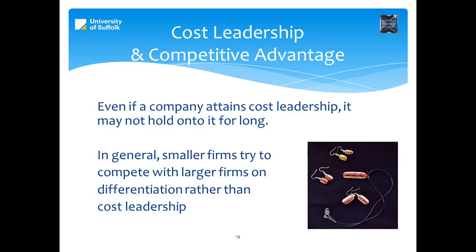And I think it's fair to say in general small firms try to compete with larger firms on differentiation rather than cost leadership, because for example a small shop would not have the bargaining power of one of the national chains. But if you look at the picture there, I've just got an example of a local organisation who is competing on differentiation, and they promote their product because it's local, unique, it's handmade, and as you can see from the picture it's hot dog, sausage, jewellery, totally unique.